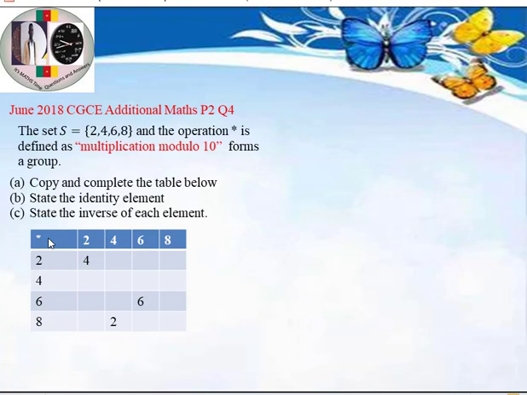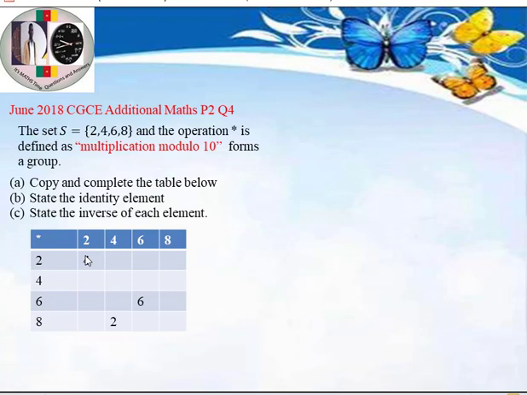So the first value is 2 and 2 here. How do we handle 2 and 2? They have said it is multiplication modulo 10. So we take 2, multiply it with 2, and take the answer modulo 10. That's what it means by multiplication modulo 10. So 2 times 2 here is 4, and 4 modulo 10 is simply 4, because 4 is not up to 10.